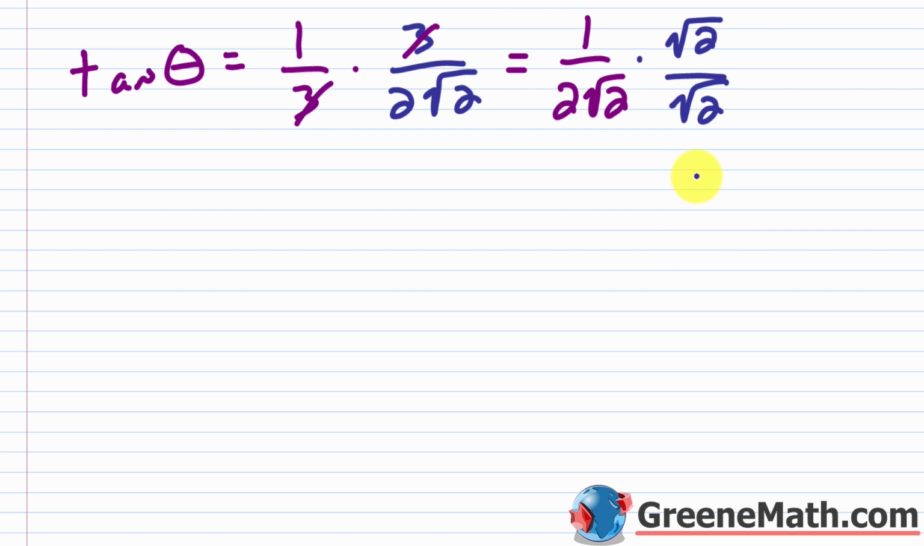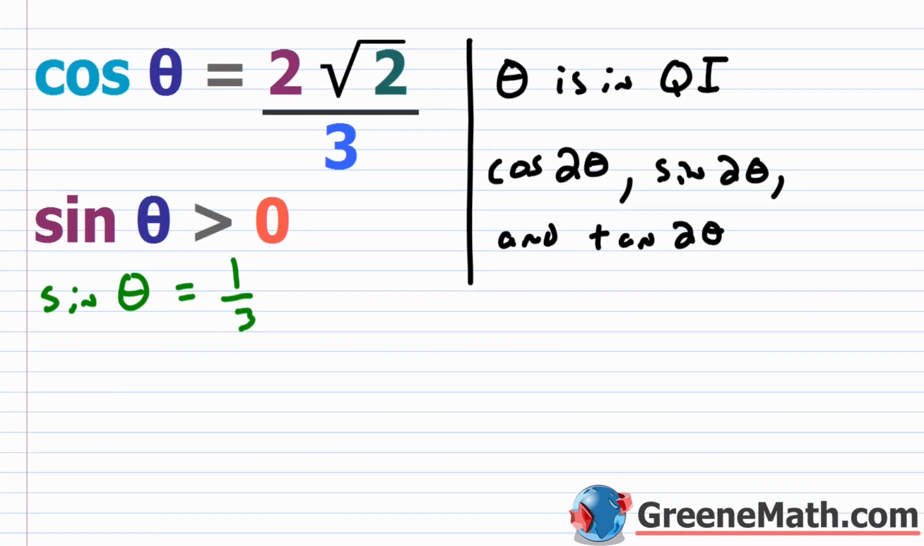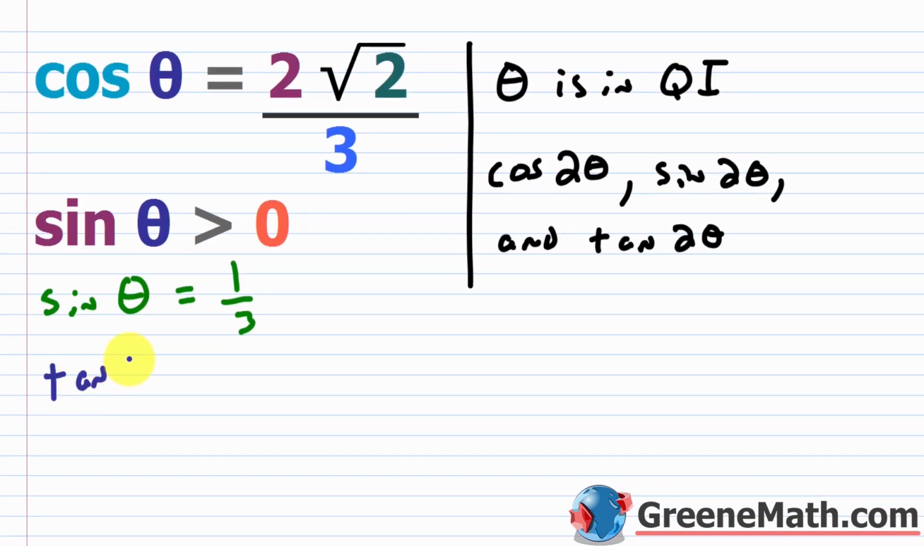So basically, if I think about what I'm going to have here, in the numerator, it's just the square root of 2. In the denominator, it's 2 times the square root of 2 times the square root of 2. Square root of 2 times square root of 2 is 2, so 2 times 2 would be 4, okay? So the tangent of theta is the square root of 2 over 4. So let's just write this here, that the tangent of theta is the square root of 2 over 4. Okay, so now let's go ahead and find the cosine of 2 times theta, the sine of 2 times theta, and the tangent of 2 times theta.